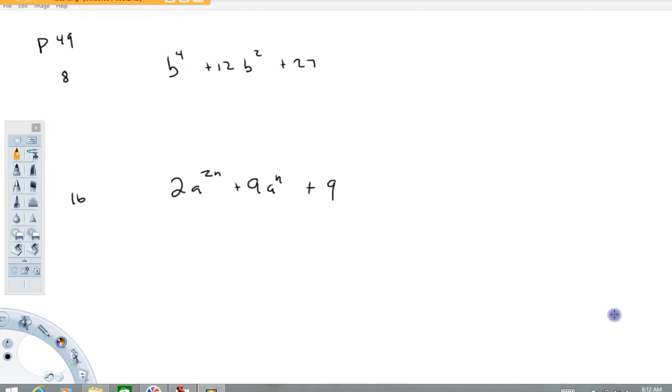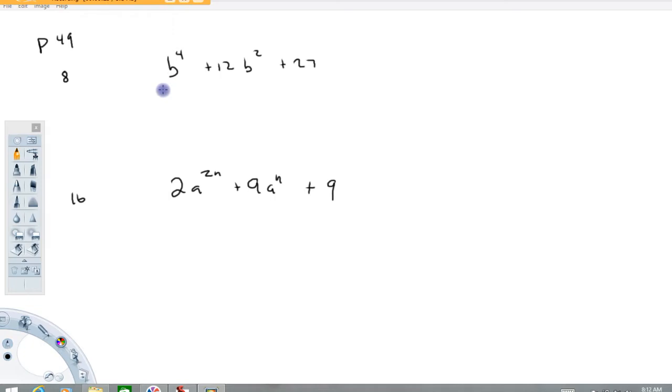Most of the videos I make are about physics topics, but anyway, I'm making this video to provide a couple examples. These examples are on page 49 of your college algebra text. We're going to look at numbers 8 and 16. So let's talk about this animal here.